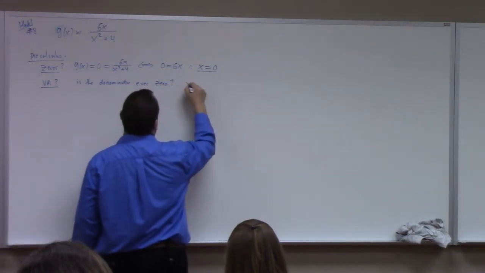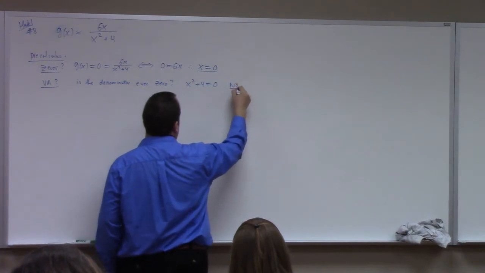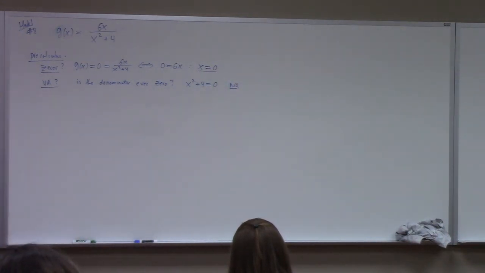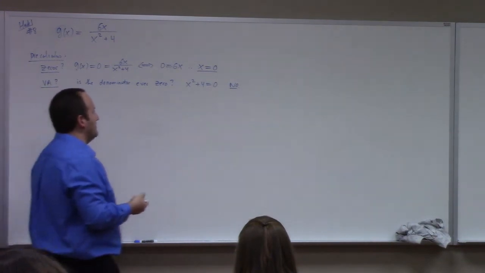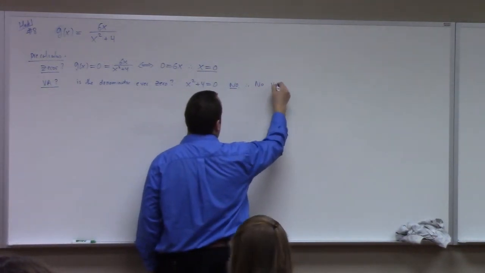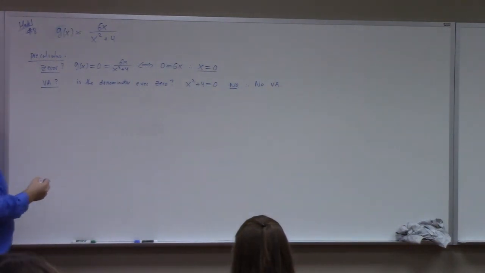So in other words, x squared plus 4, does this equal 0? No. If you try to solve that, you get x is plus or minus 2i, whatever that is. So, no vertical asymptotes. Yay.